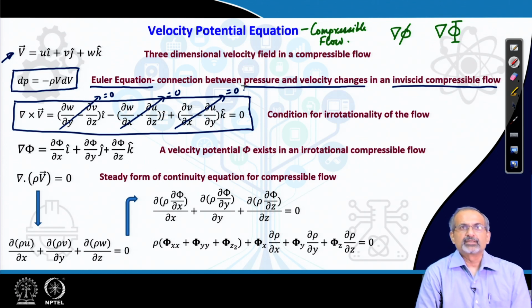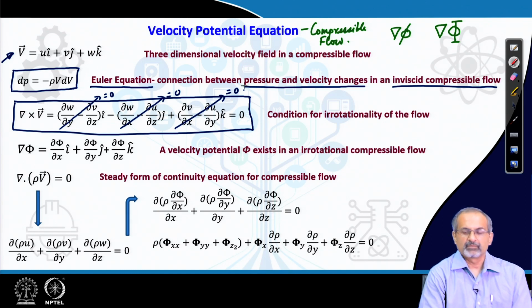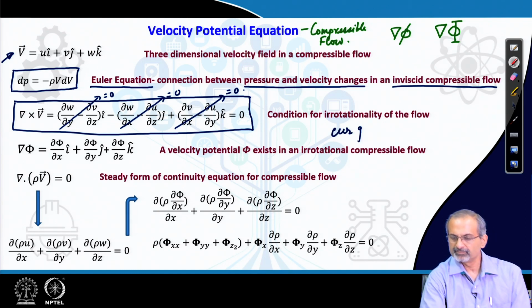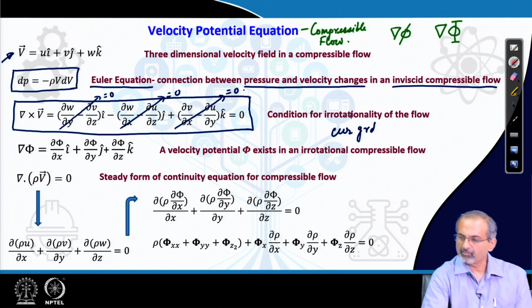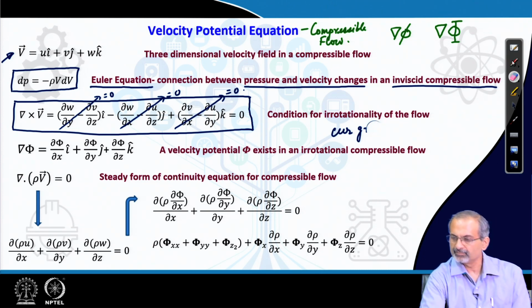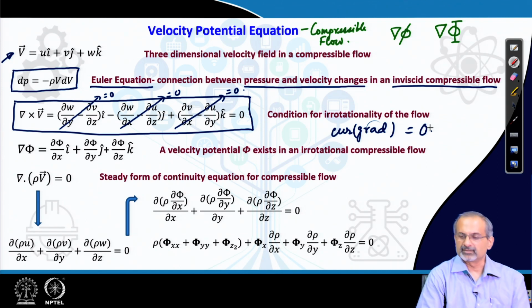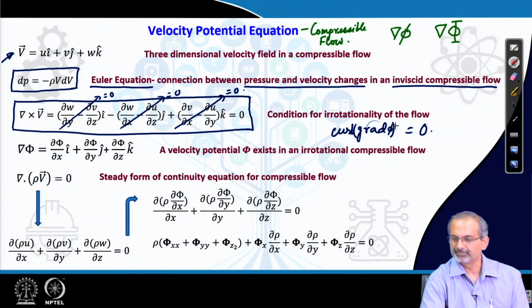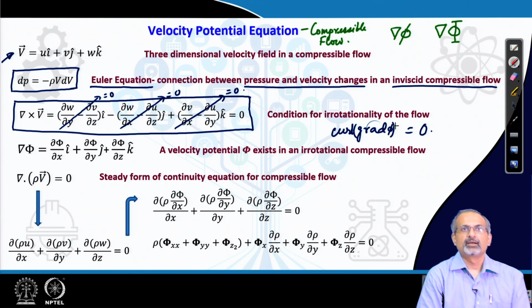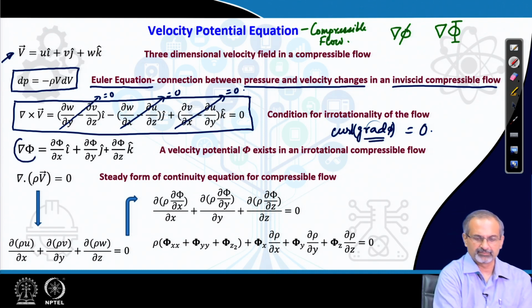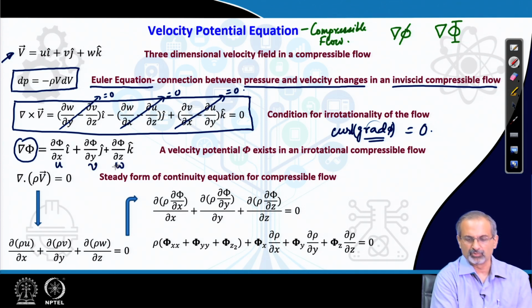The moment it becomes irrotational, we use the identity that curl of grad of some scalar function, let us say phi, is equal to 0, and using that we introduce the gradient of capital phi for compressible flow. So, this is u, this is v, this is w for compressible flow.